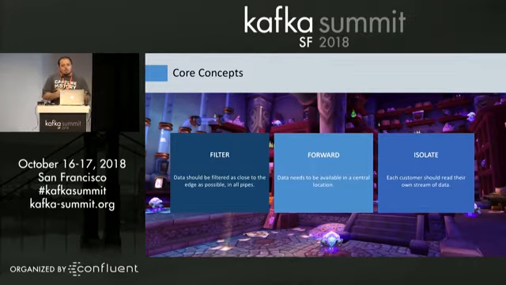So for filtering the data, all of our data pipelines kind of just collect a large fire hose of data. That data can go through different paths through our pipeline, but it's all aggregated into these very large fire hose topics in Kafka.